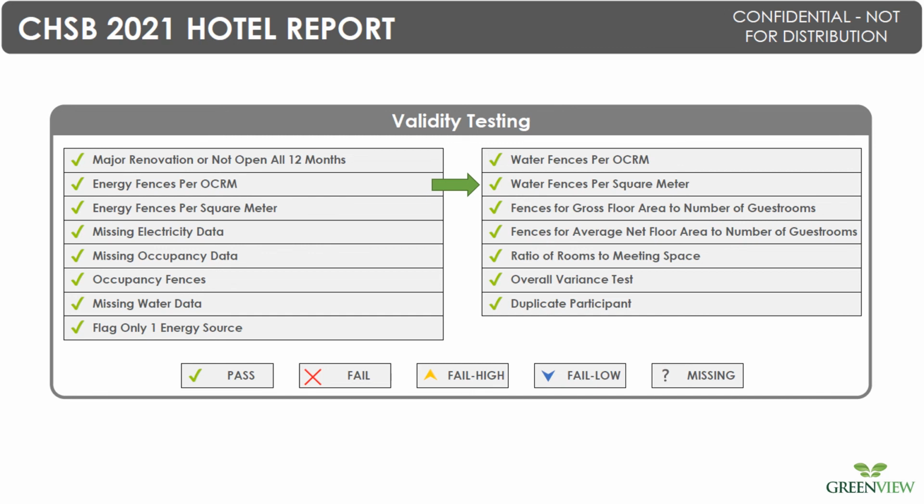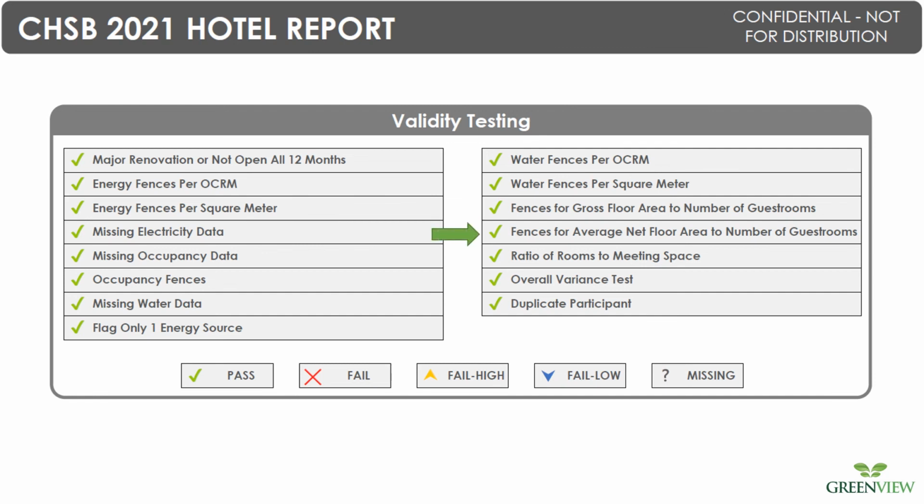Also, the water per square meter, meaning the total water for 2019 divided by the floor area, if outside of the defined boundary, will be flagged as fail. We then have some additional tests to determine if the floor area is accurate or not. First, the ratio of floor area to the number of guest rooms. This means that if the gross floor area divided by the number of guest rooms is outside of the defined boundary, it will be flagged as fail.